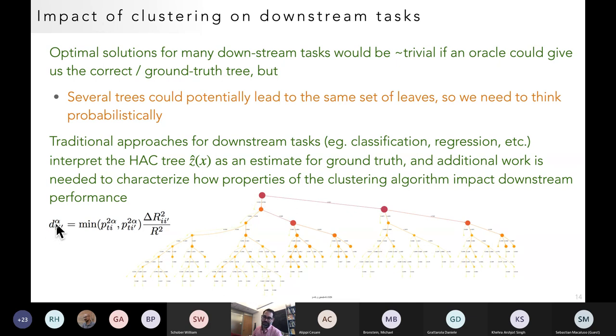For different values of alpha, you'll get different trees. And then if you want to ask, how good is it? Well, you need to specify a lot more information. You need to say, what is the downstream task?